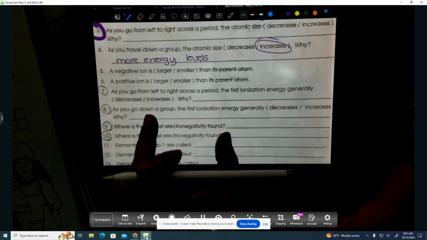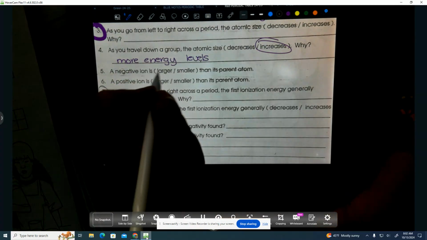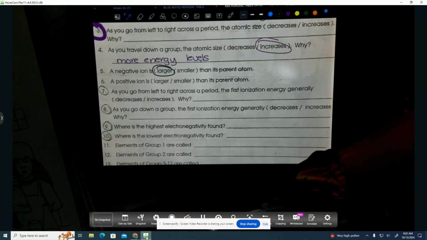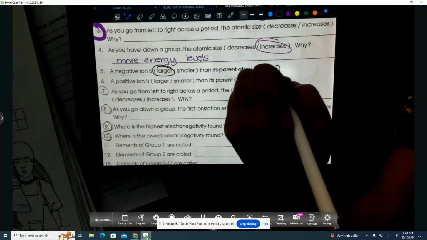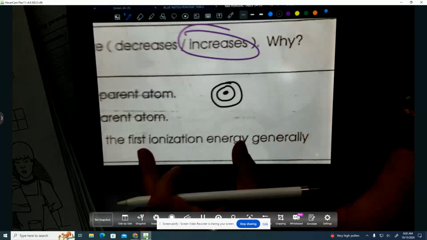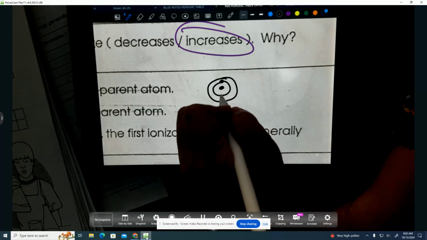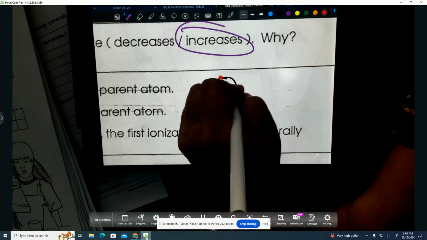All right. A negative ion. Is it larger or smaller than its parent? Dylan, what do you think? Larger. Why? It is larger, but it's not larger because it gains an electron. It's larger because you shove that electron into that very outside energy level. So let's say we take fluorine. Fluorine looks like this, where it has 9 protons. Then it has 2, and then it has 7.